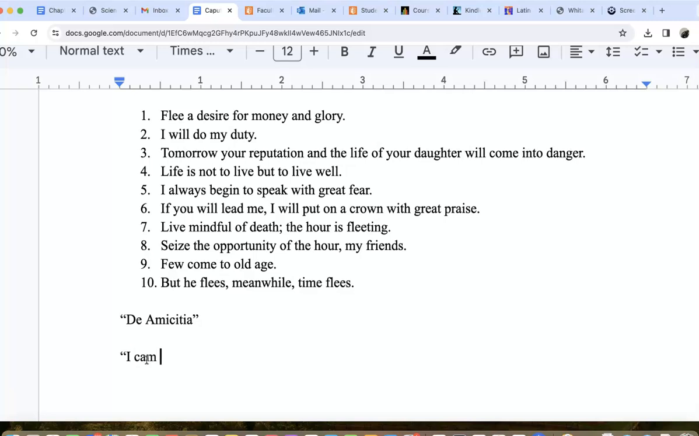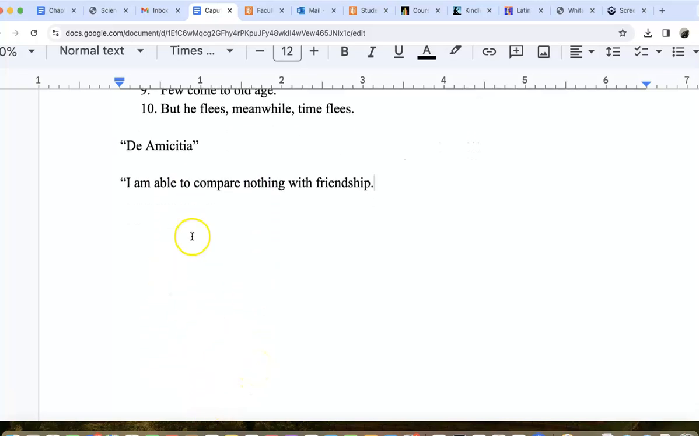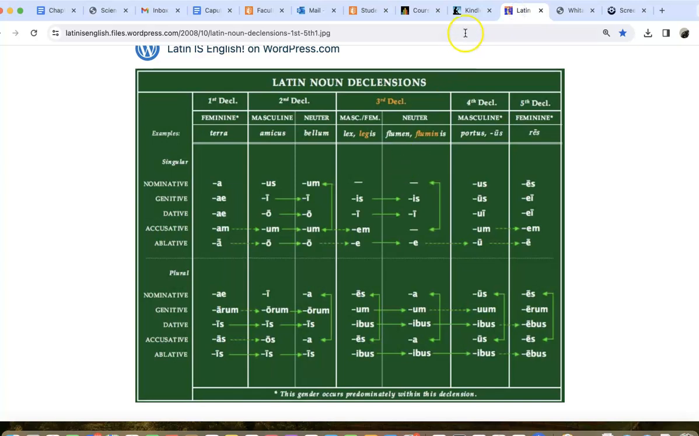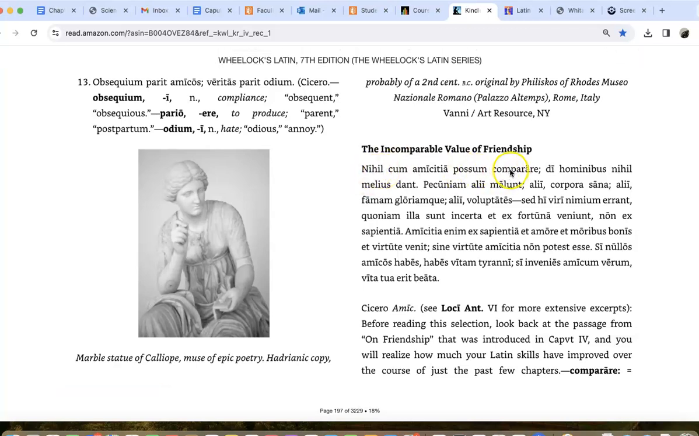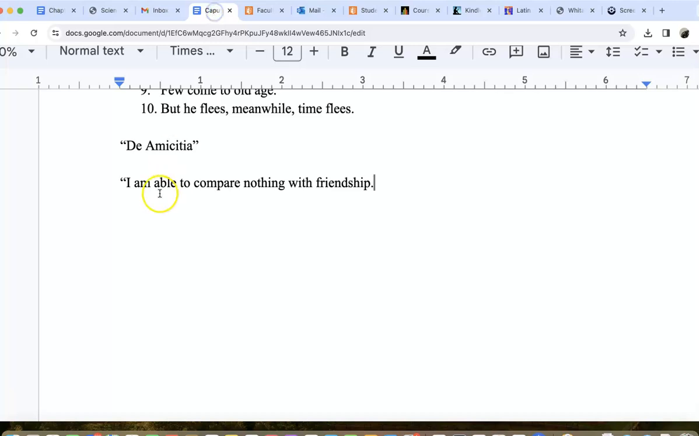So I am, or I if I could type, I am able to compare nothing with friendship. Now you may want to change the word order, or you can even say I can, but let me just try to explain this again. So I am able, or I can compare nothing with friendship. And so, again, you may have a different word order, but I am able to compare, I can compare nothing with friendship.